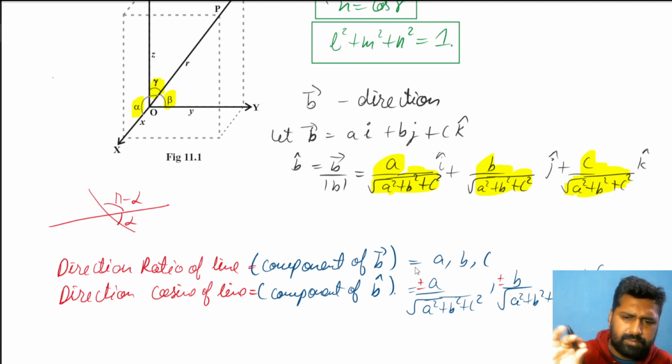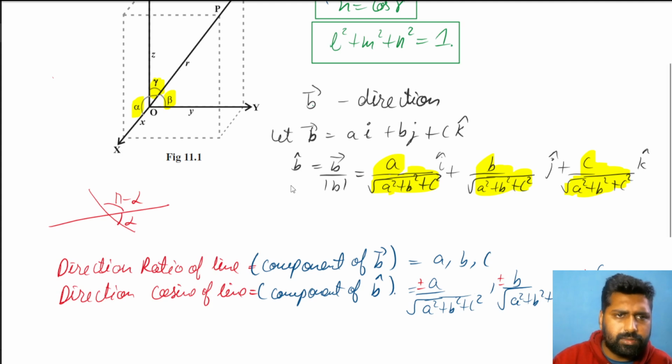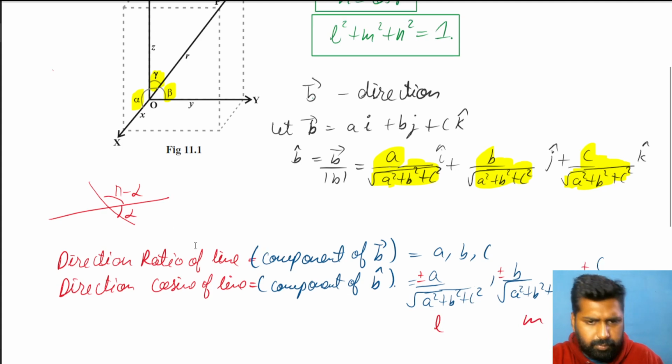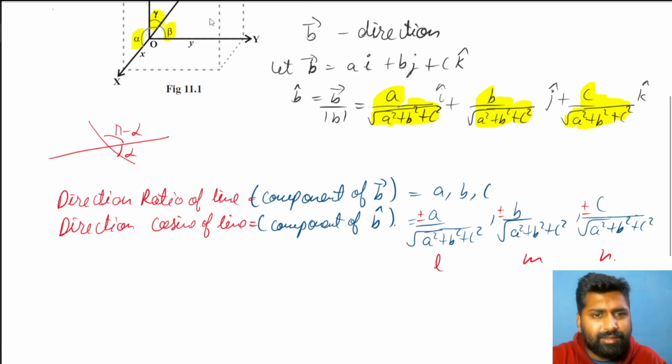The point is the components of the B cap vector are these direction cosines, and they are also the same thing. This is L, this is M, this is N. Okay. Now I'm putting a box on this. Yes, this is a formula, but don't try to learn it as it is.